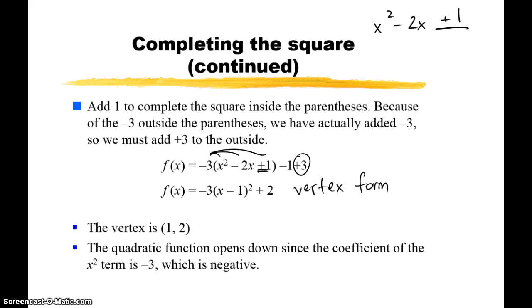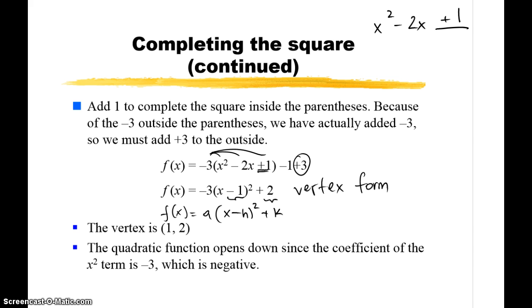Okay, that right away tells us what the vertex is. The vertex is formed by h and k. In this case, h is 1 and k is 2. I'm going to rewrite the formula here to remind you why that is the case.